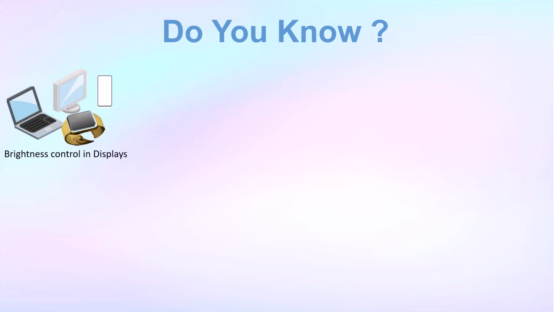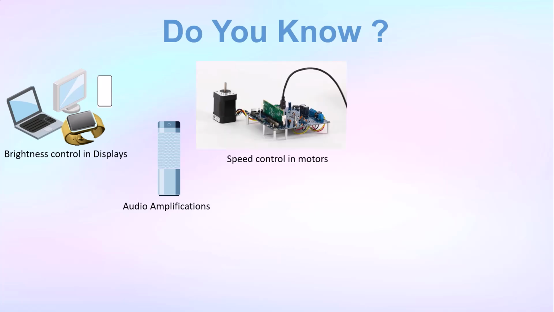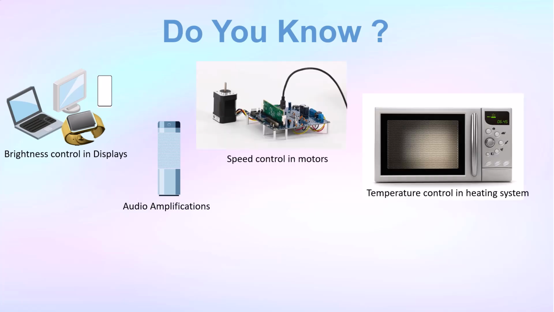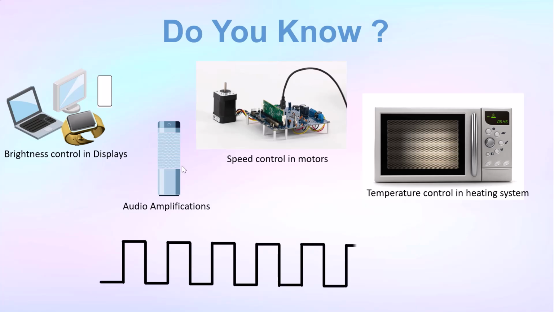Do you know how the brightness of the display that you are watching, the amplification in any audio devices, the speed of the motor, and the temperature in heating systems such as the microwave oven are being controlled precisely using a microcontroller? This is all achieved with the help of a PWM signal generated from the microcontroller.